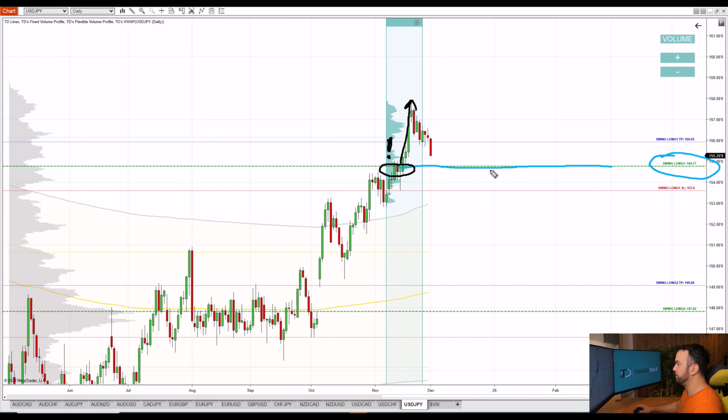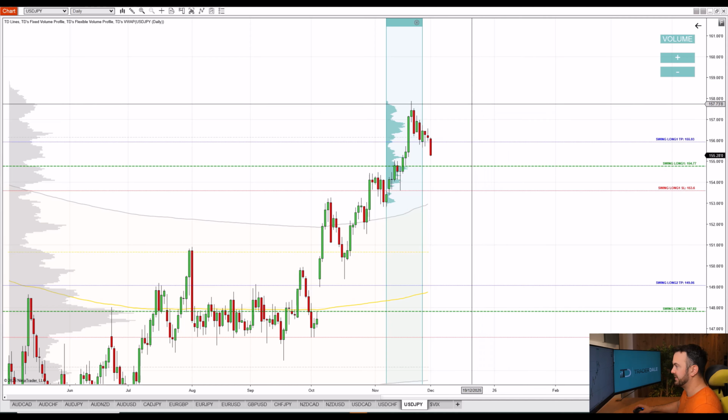So right now I'm waiting for a pullback and I'm going to trade from here. This is roughly the beginning of that heavy volume cluster. So when the price hits this level, I currently have a limit order here and I'm going to go long from there.